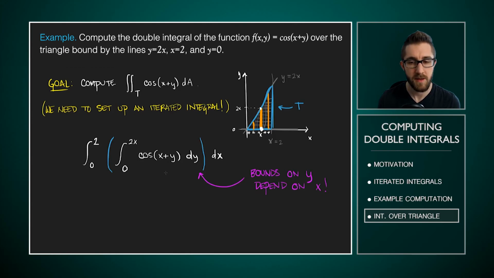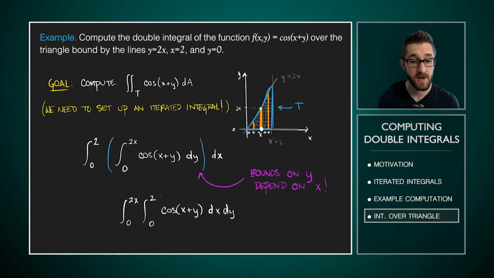Another thing is, just like before, we could do this in the other order. You might be wondering, before when we did the integral over the rectangle, we just swapped the two orders of these integrals in this dx dy. If we did the same thing here, we'd get something like the integral from 0 to 2x, and then the integral from 0 to 2 of cosine of x plus y dx dy.